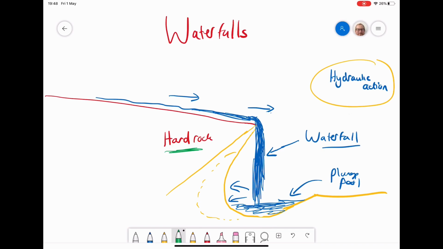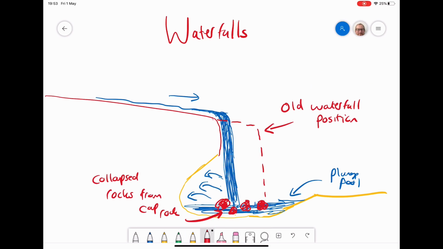And what it does is it makes this area of resistant rock over here, which we call the cap rock, incredibly unstable. Eventually it undercuts enough that this cap rock will collapse and fall into the plunge pool. So the cap rock has become so heavy, it's been unsupported because it's been undercut, and it's collapsed.